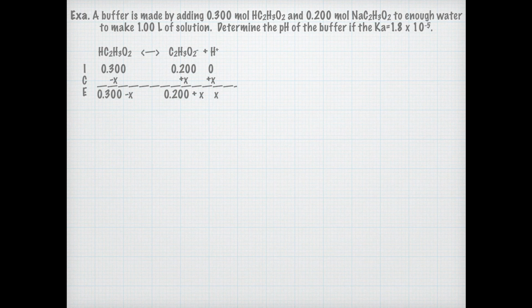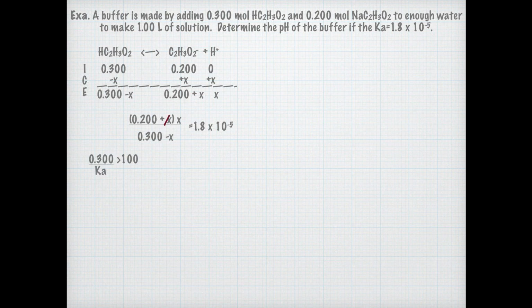So to solve for X and therefore get my pH, I'm going to have to write out my equilibrium expression for this acid. So it's going to be (0.200 + X)(X) over (0.300 − X), and that's going to be equal to my Ka, which is 1.8 times 10 to the negative 5th.